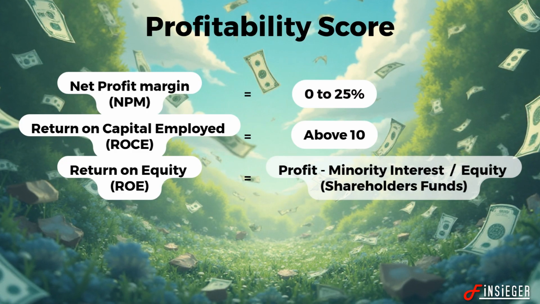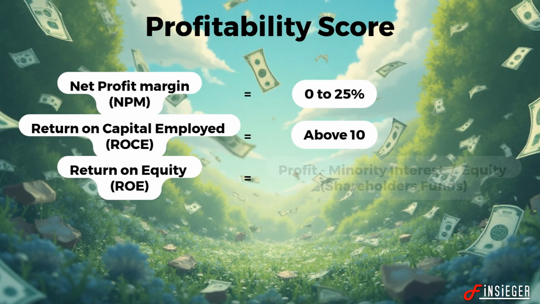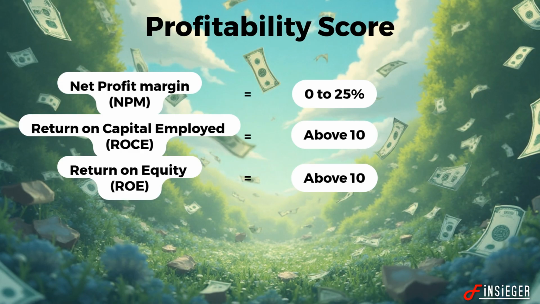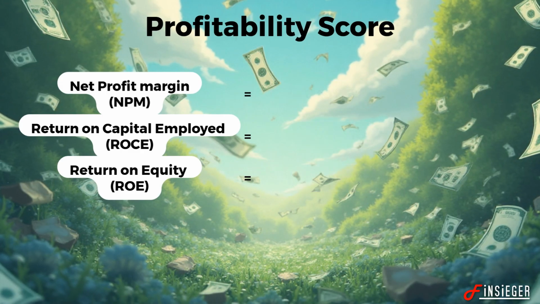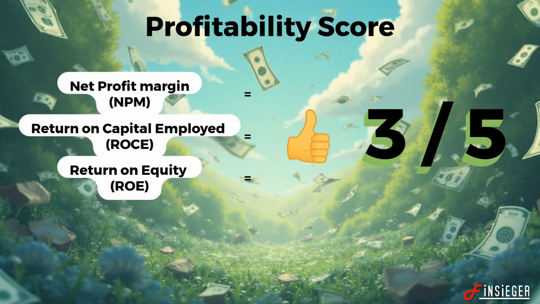And the last one is ROE, which is calculated as profit minus minority interest divided by equity. Equation same as that of ROCE, above 10 is considered good. The final score of 3 and above out of 5 is better in case of profitability.